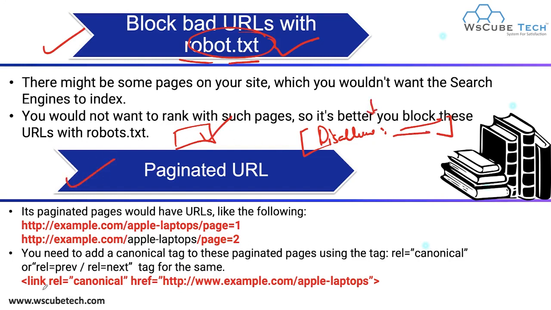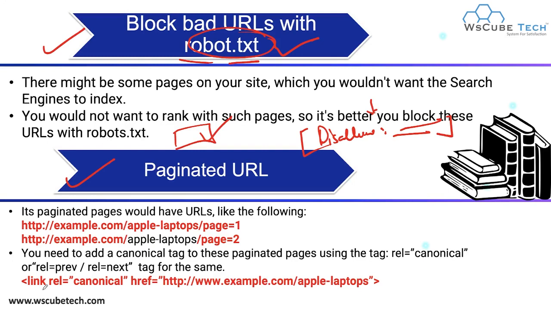Next we have paginated URLs. This is somewhat similar to your canonical tags. Suppose you have an e-commerce website or any website for that matter, and you have category pages which include a lot of items which can't be displayed on a single page. In such a scenario, more than one page is required for the listing. For example, if the category is Apple laptops and contains 50 plus items, these can't be displayed on a single page, so it might require 2 or 3 pages.